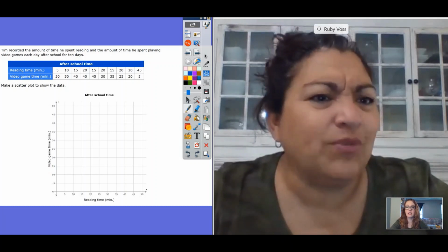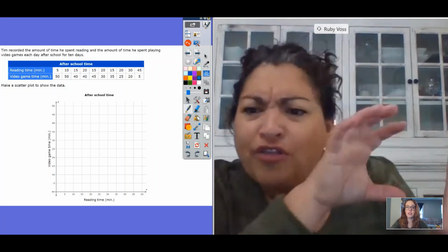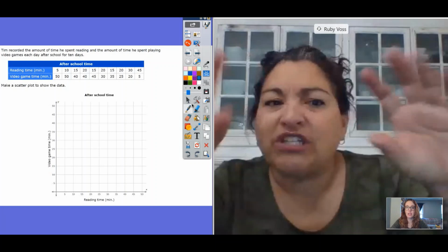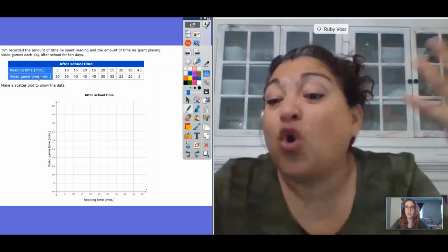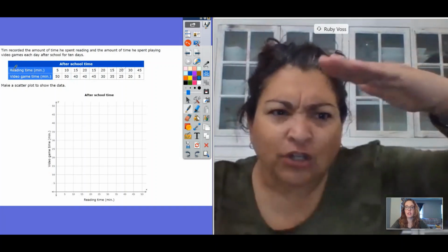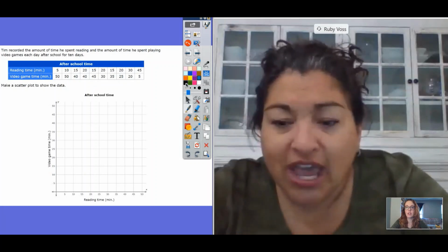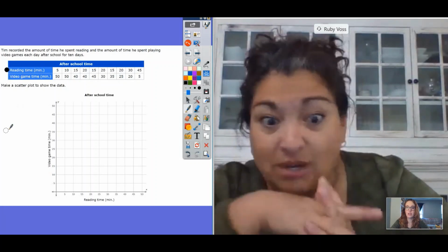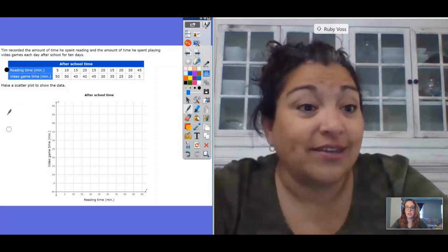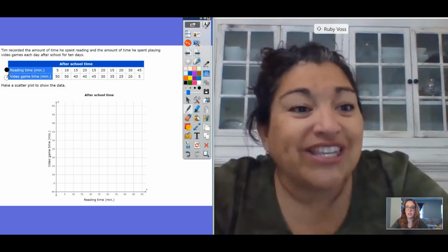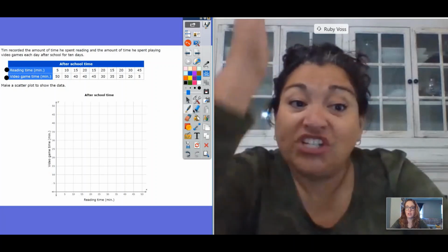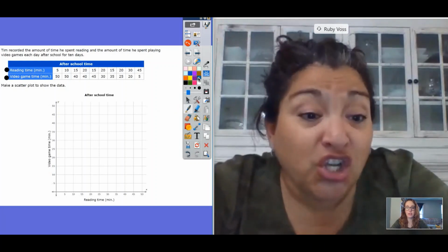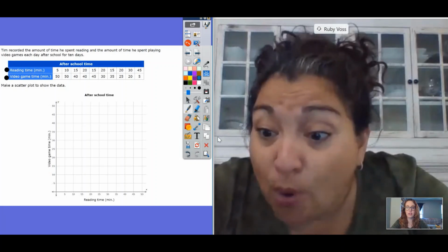Let's see what Tim was doing. First of all, there's a chart. You see it up there at the top where it says after school time. So that's what this chart is recording. There are two rows. The first row says reading time, which is going to be your x-axis. And the second row says video game time, which is going to be your y-axis. So what we're going to do is plot those points.